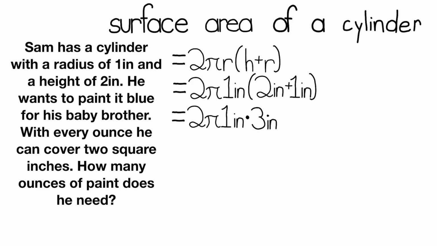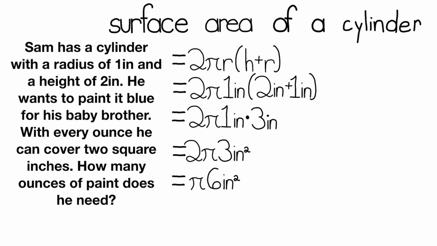Next step, we're going to multiply 1 inch times 3 inches, which equals 3 inches square. That would be 2 times pi times 3 inches square. Now what we're going to do is multiply 2 times 3 inches square, which equals pi times 6 inches square.